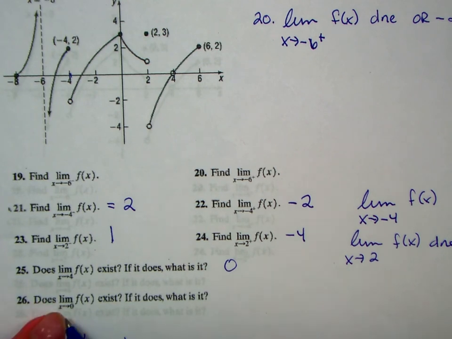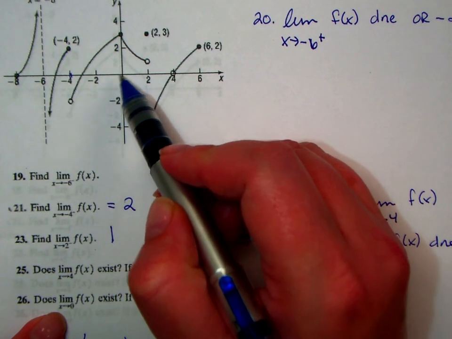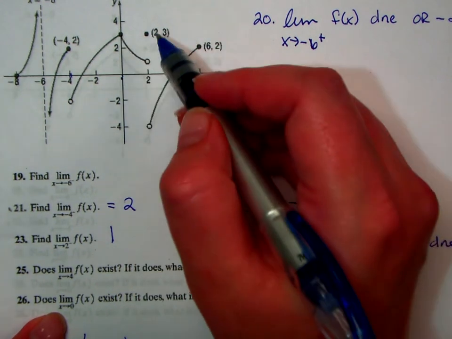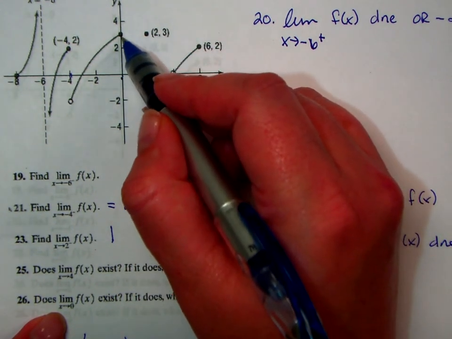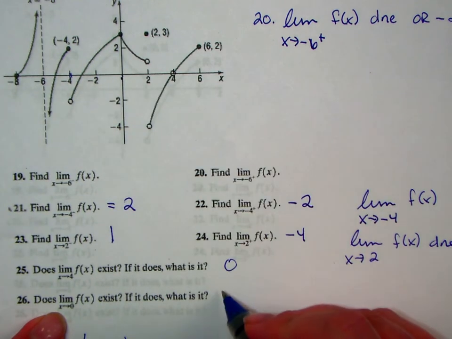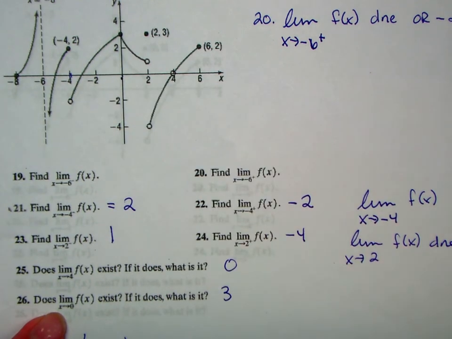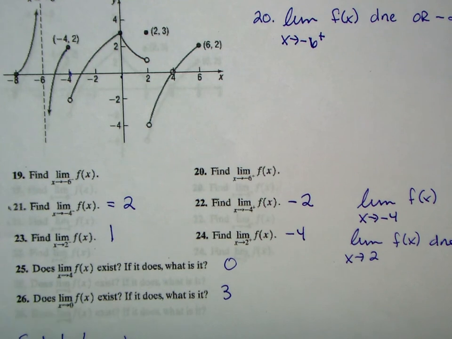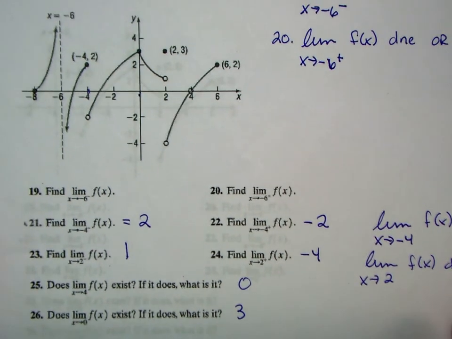Right? What about the limit as x approaches 0? Okay. X approaching 0 is here. What is the function doing there? Okay. On the right-hand side, it's increasing to 3. On the left-hand side, it's increasing to 3. So this limit exists as well, right? And it equals 3.